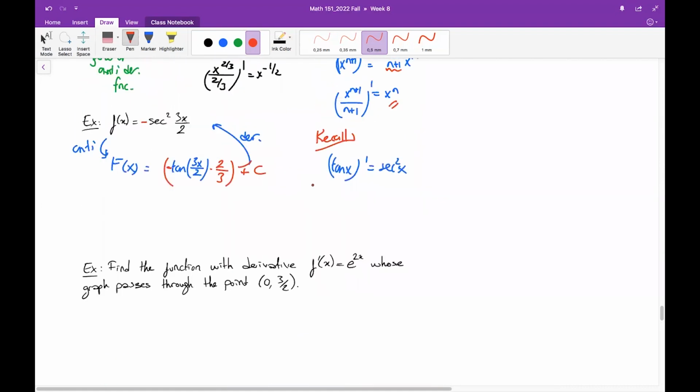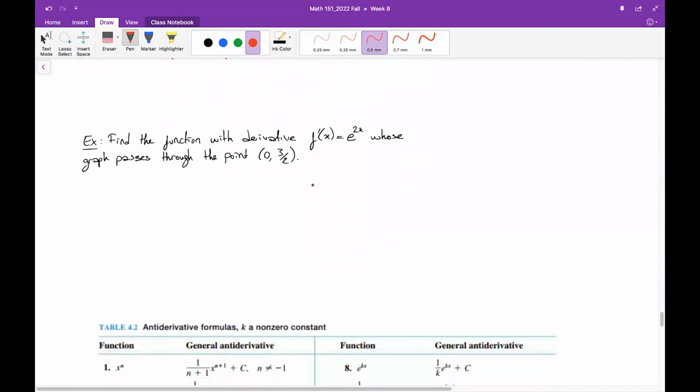So let's move on. Find the function with the derivative e to the power 2x whose graph passes through this point. So I want to find a function f whose derivative is this one. So f of x should be what? At this point, we remember that the derivative of the exponential function is itself. That's why the original function should consist of e to the power 2x.